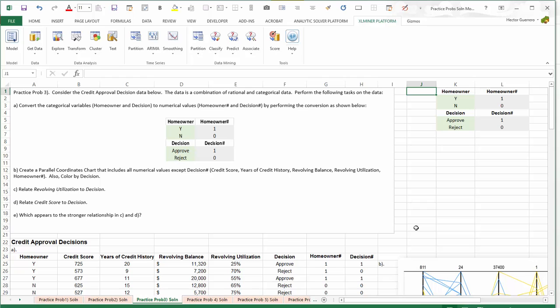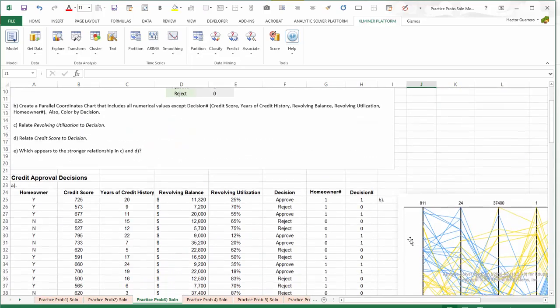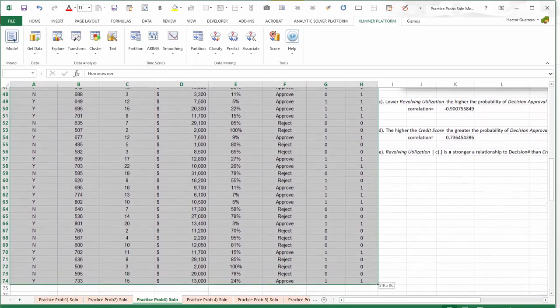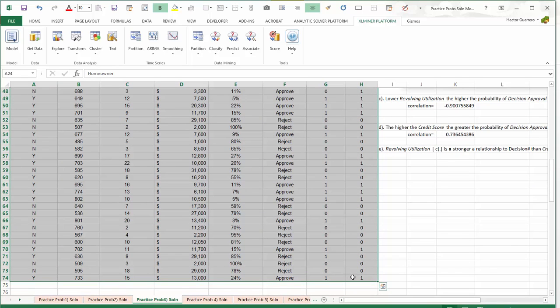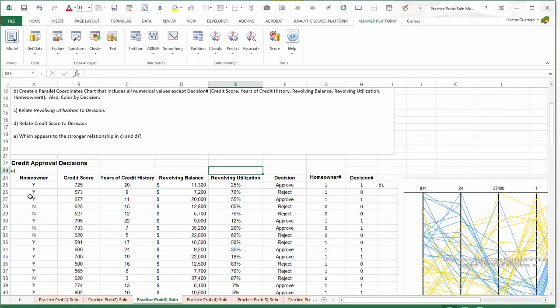In this problem, we're looking at credit approval information, and we have somewhere in the vicinity of 60 or so records. Let's see if we can count them. 50 records, okay? And what the data consists of is demographic information, homeowner, a credit score, years of credit history, revolving balance in their credit cards probably, revolving utilization, how much of their debt capacity they're using. So this person is using 25, this one's using up to 70, so they're getting close to the edge.